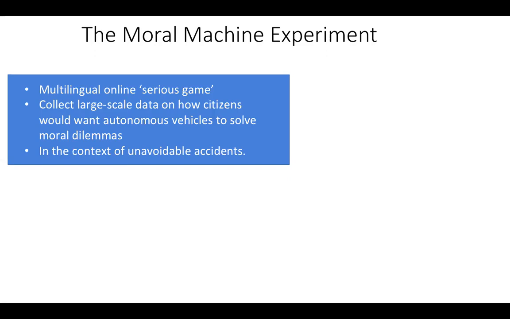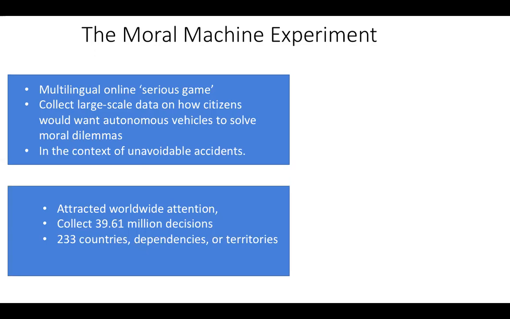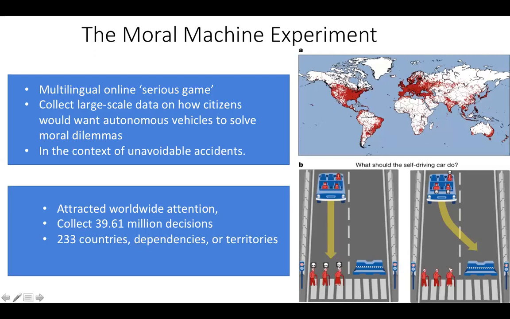So this game actually attracted huge worldwide attention, and the authors were able to collect roughly 40 million decisions, and this spanned across 233 countries, dependencies, and territories. So the respondents were from different parts of the world. The red dots show the concentration. You see a lot of respondents were from North America, quite a few from South America, a large number of respondents from Europe, as well as a significant number of respondents from India.